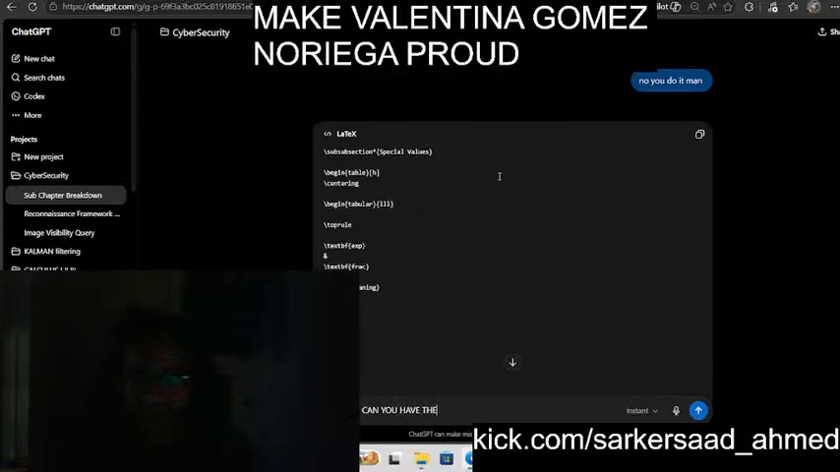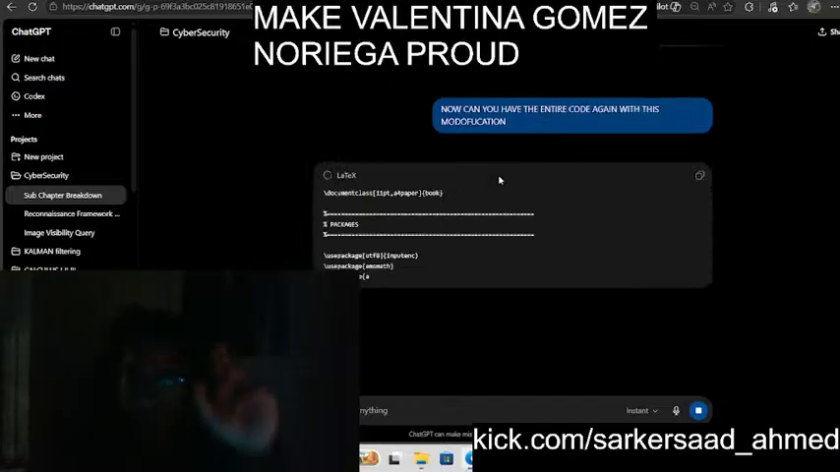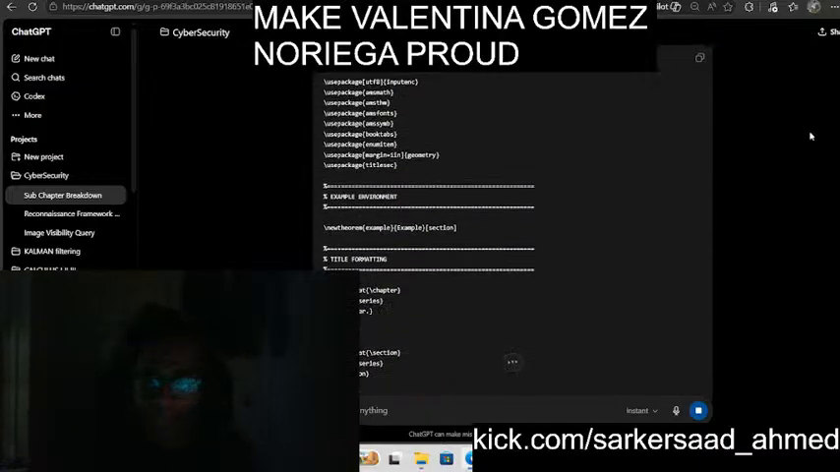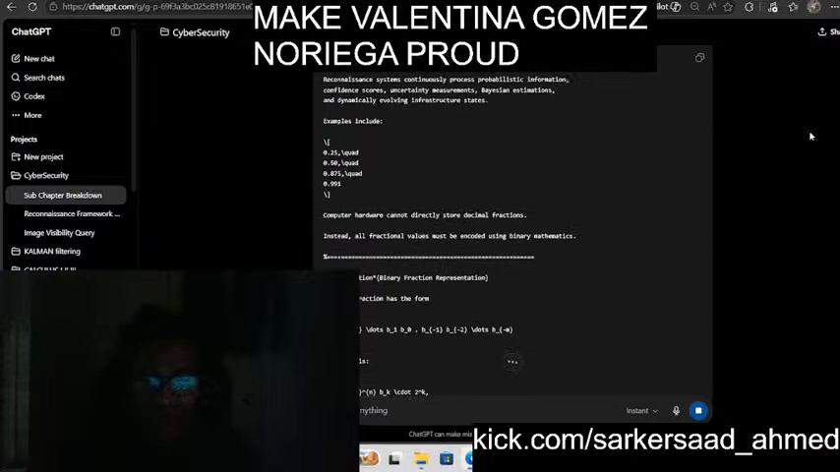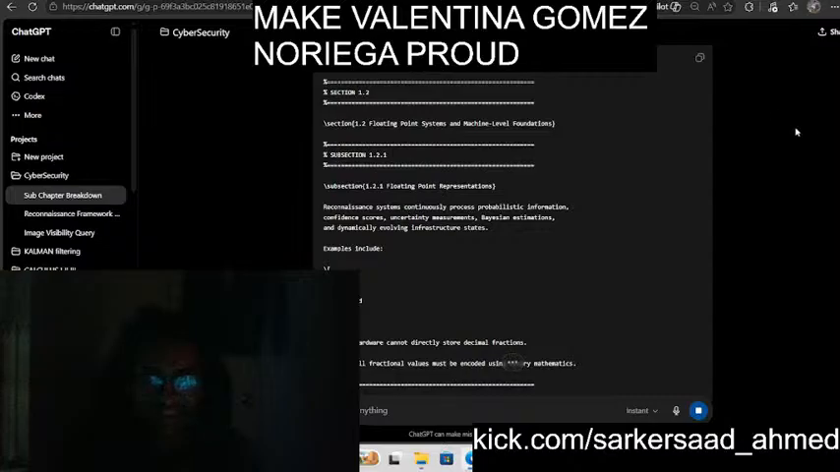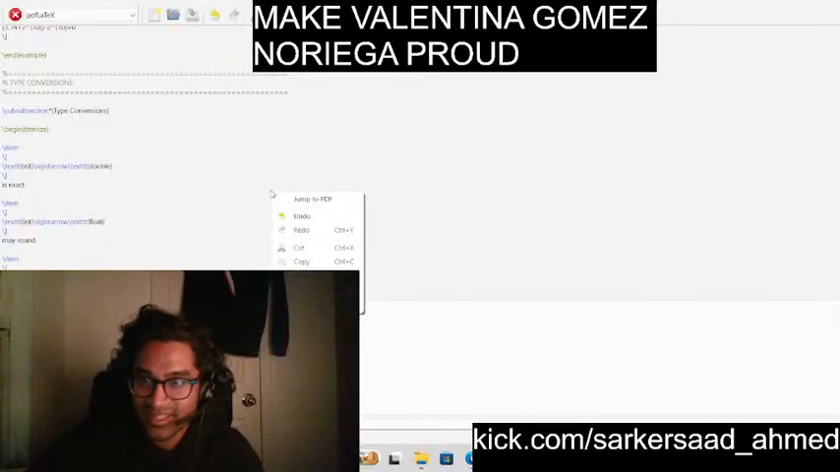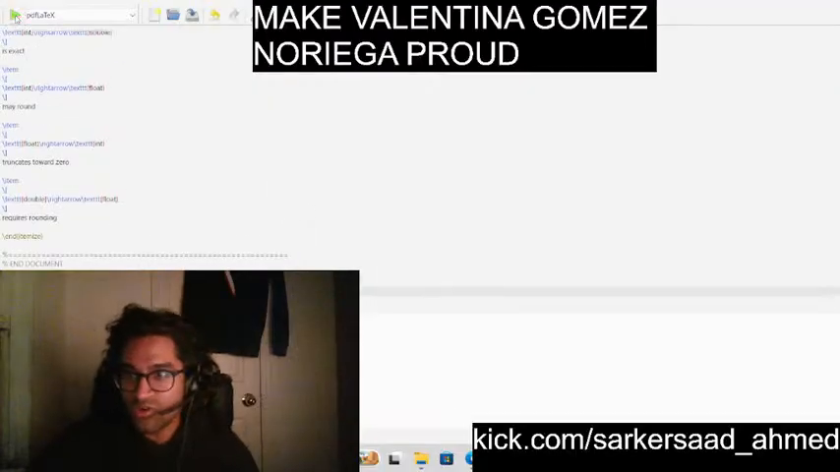Now, can you have the entire code again with this modification? Nope. They're only going to paste that one itself. Oh no. Shit, I can already sense that something is going to go very wrong. Oh, we're cooked.